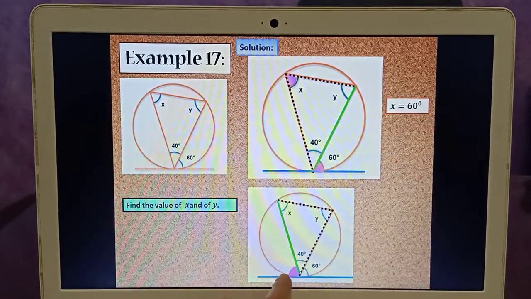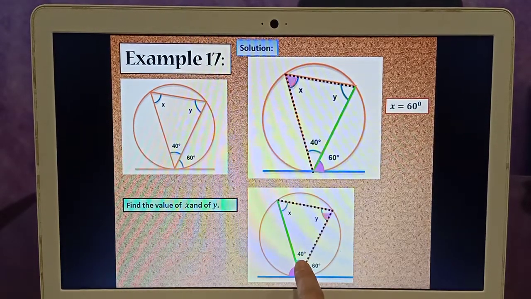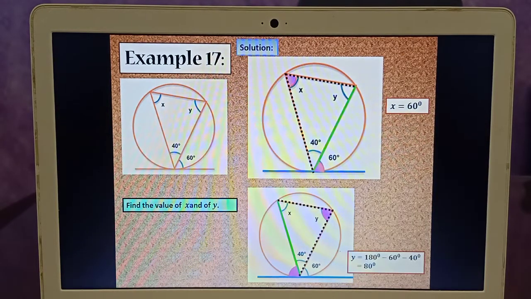So how do you get the y here? You need to use angle on a straight line, which is 180, right? 180 minus 60 minus 40. So the answer will be 80 degree.